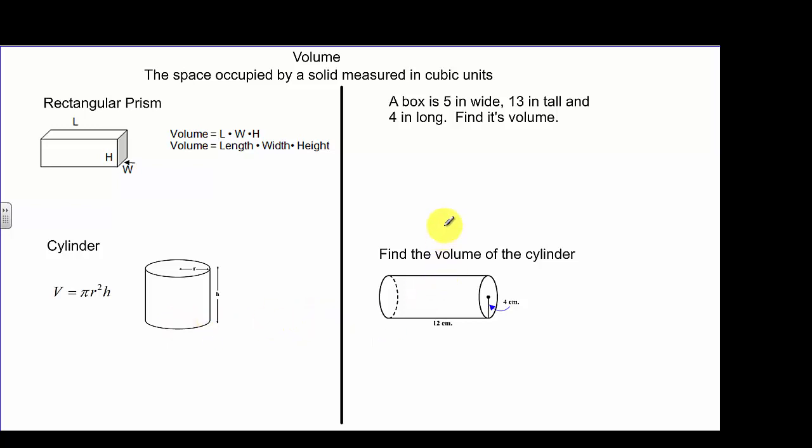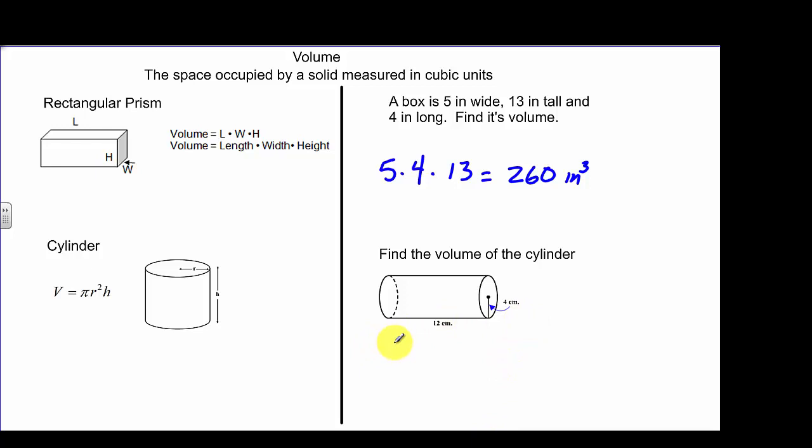So when I want to find the volume of this box that's 5 wide, 13 tall, and 4 long, I just multiply the three together. So I take 5 times 4 times 13, and I end up with 260. Now the units for this are cubic. So inches cubed, and that's how you say cubic inches.